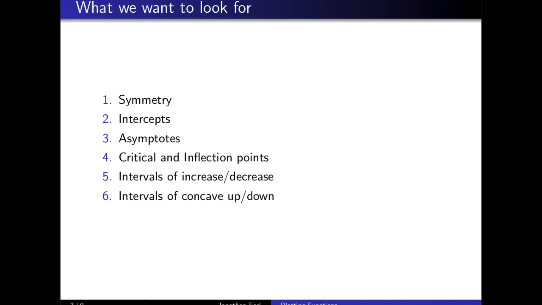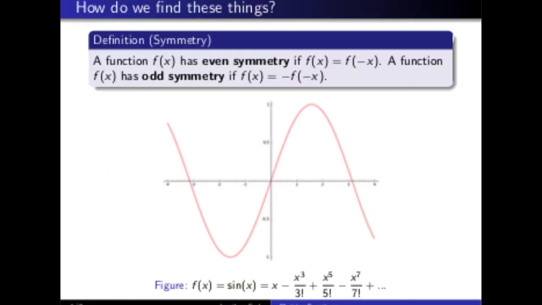Well, we want to look at 6 different things. We want to look at symmetry, which is something that we haven't talked about yet, intercepts, which we also haven't really talked about yet, asymptotes, which we've mostly covered, and then the 3 things that we just talked about. So critical and inflection points, where a function is increasing, decreasing, concave up, concave down.